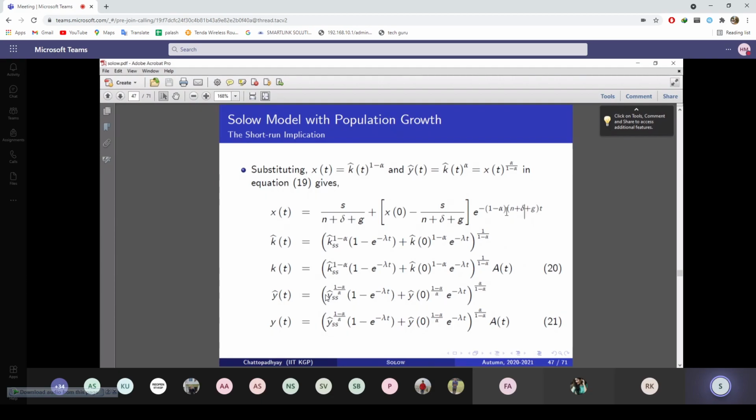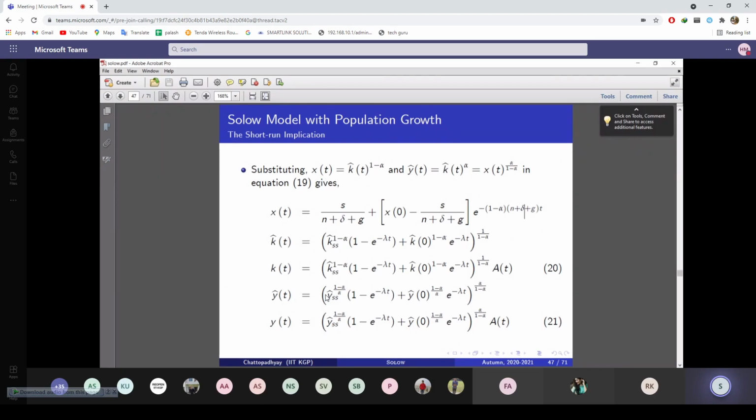And in fact, when alpha equals 1, and we will discuss this particular case, it's a very important case. When alpha equals 1, it's never going to converge to the steady state. Actually, the steady state does not exist, and the system will never converge to steady state.